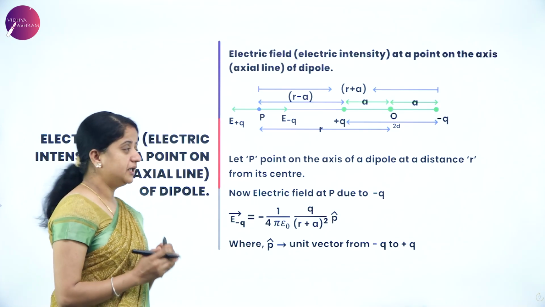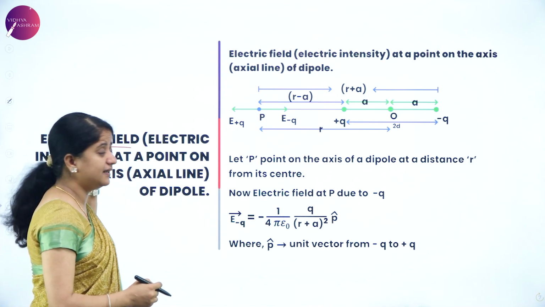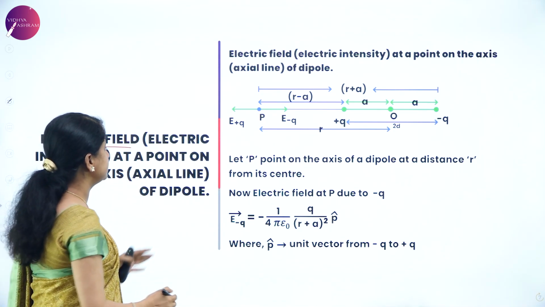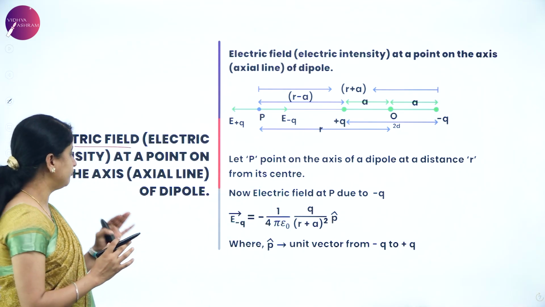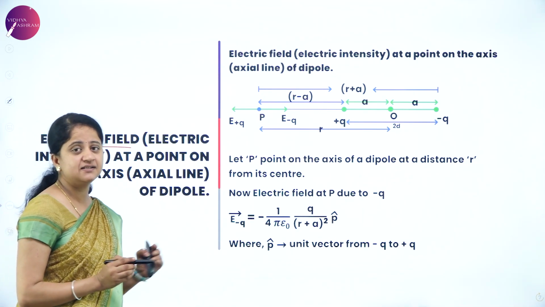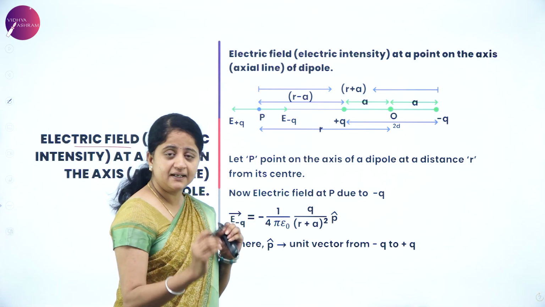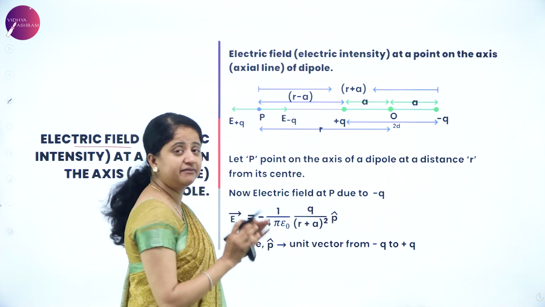So we have an important derivation from the chapter electric charges and fields, that is, what is the electric field or electric intensity at a point on the axial line of a dipole, or we can also say at a point on the axis of a dipole. So I am saying on the axis of a dipole, which means we must have a dipole, correct?